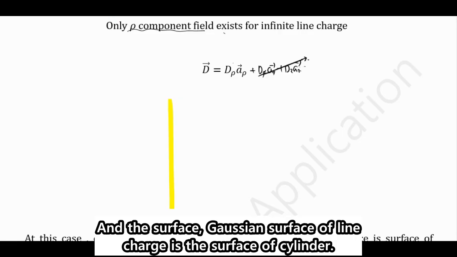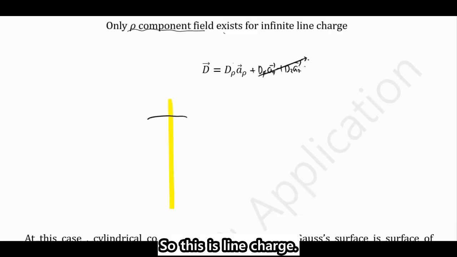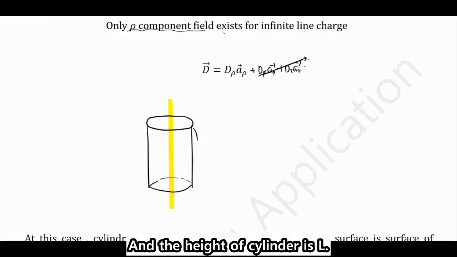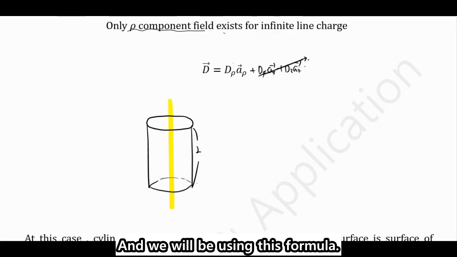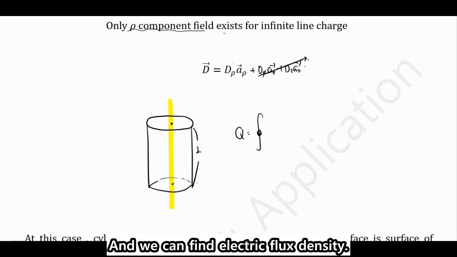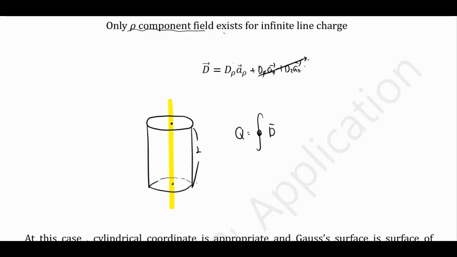And this is line charge, and the Gaussian surface of line charge is the surface of a cylinder. So this is line charge, and the height of the cylinder is L, and using this formula, we can find electric flux density.